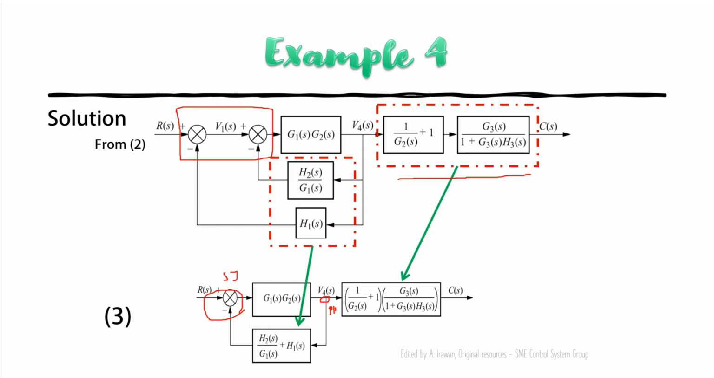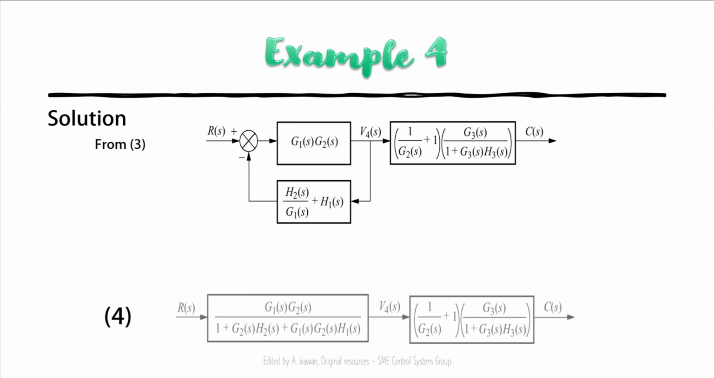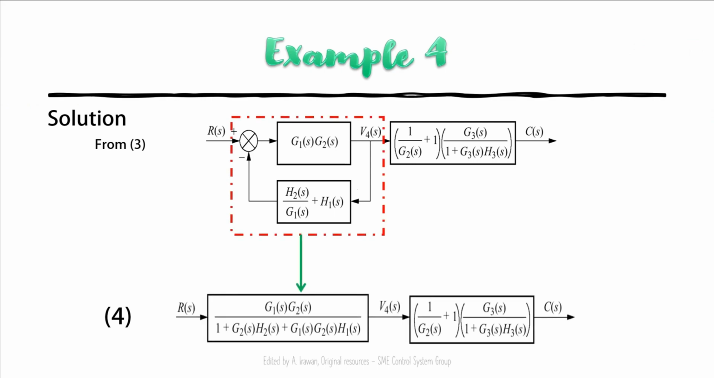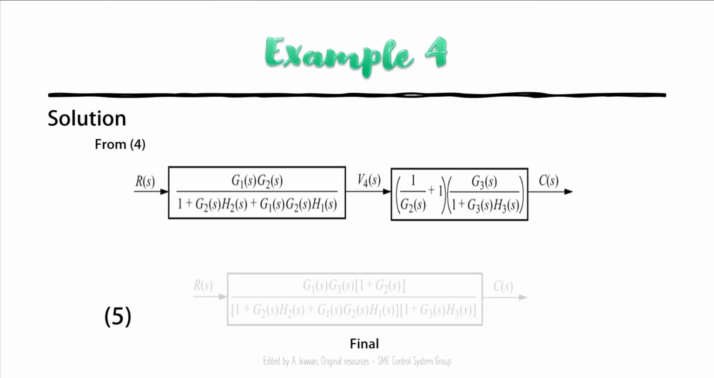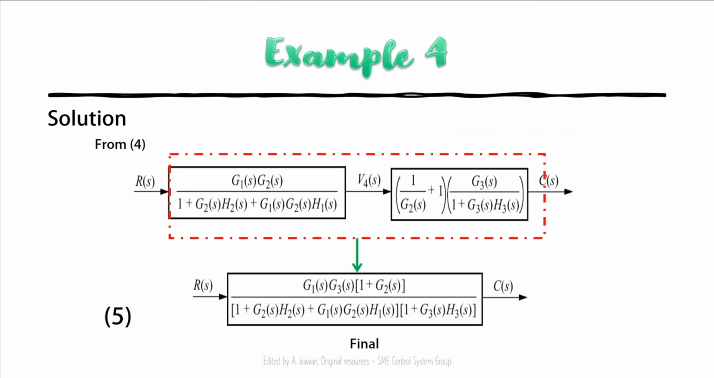So this summing junction and pick off point is actually a closed loop form. For a closed loop form, you need to use the closed loop formula to simplify this block. And then last but not least, we can get this. We just multiply these two blocks and then we can get the final equation for the whole system of this example.